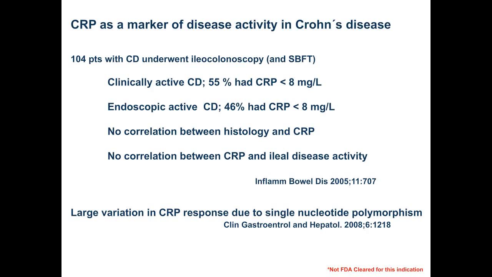But why is it like this? Because we thought CRP is a good marker for inflammation and infection. Well, it turns out there is a large variation in CRP response in all of us due to SNPs, single nucleotide polymorphisms.